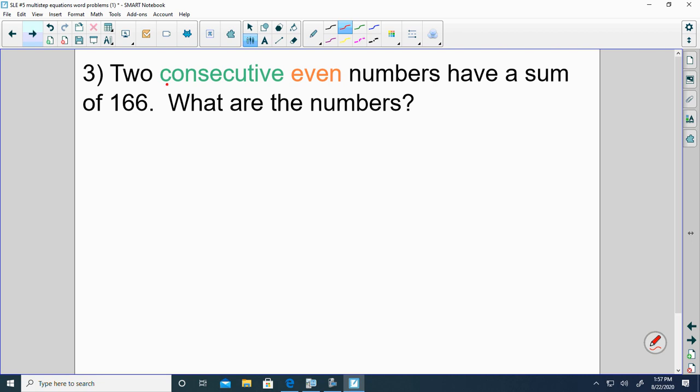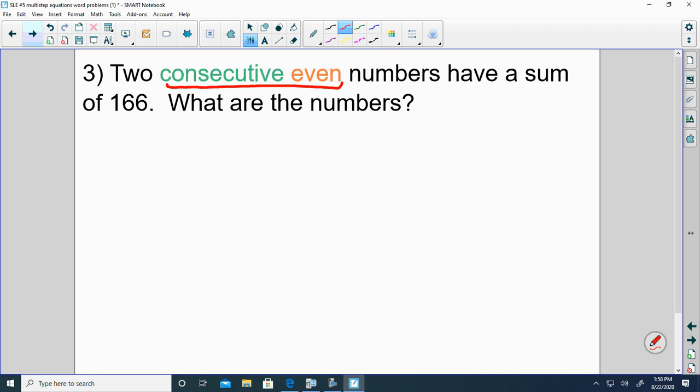Okay. So consecutive even. Well, what's an even number? Yeah, 2, 4, 6, 8, 10, 12. Those are even numbers. What are odd numbers? 1, 3, 5, 7. Okay, so consecutive even numbers would be like 2 and 4, or like 30 and 32, or like 60 and 62. Those are consecutive even. Consecutive odd would be like 1 and 3, or I could have 37 and 39.